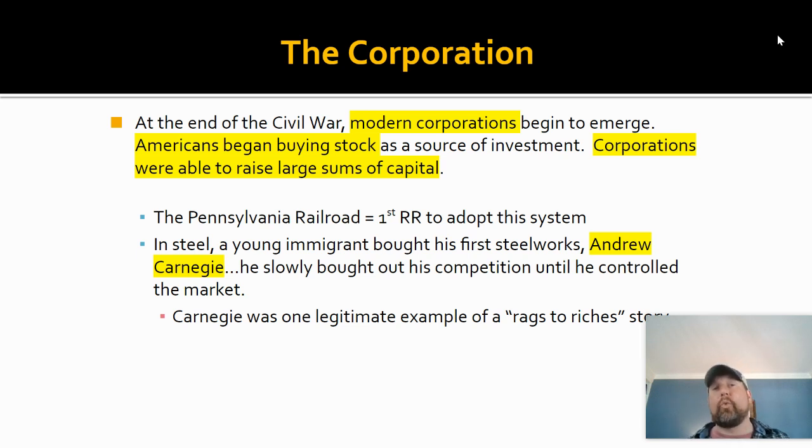No shock, I think, that one of the first major corporations to take advantage of this structure of capital fundraising is a railroad company. It's the Pennsylvania Railroad Company. It's the first railroad company to adopt this system. And Andrew Carnegie becomes the first robber baron by buying out a lot of his competition. He is a legit example, I think, of a rags to riches success story in America. Sometimes we often, I think, ascribe too much to this notion of picking yourself up by the bootstraps and working your way out of poverty. But during this time period, it's somewhat legitimate when we see these early tycoons, and Carnegie being one of them.